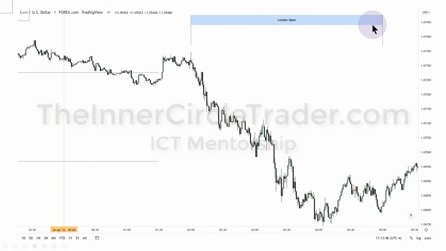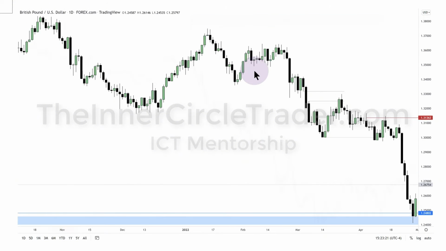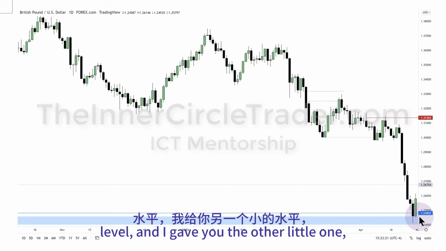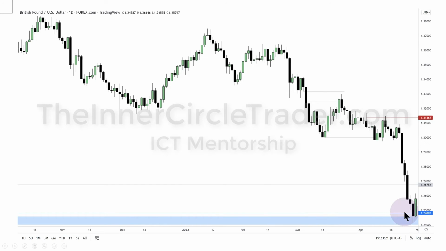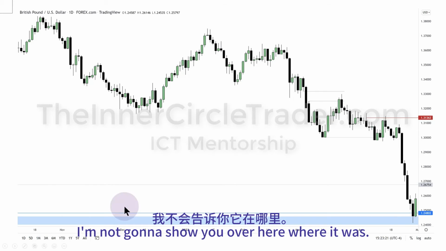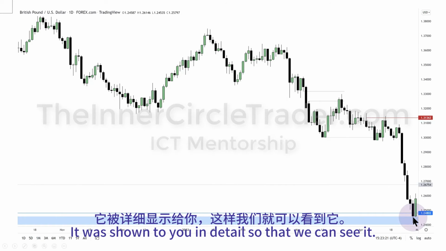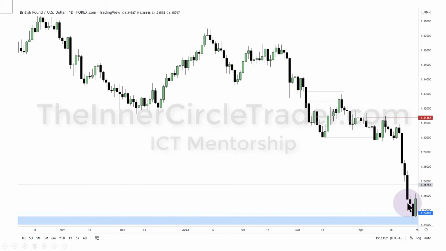London Open. Okay. All right, British pound versus US dollar, daily chart. I gave you 2 levels down here, the 1.24802 level, and I gave you the other little imbalance that's shaded with the rectangle. Go back and look at the previous commentaries. I'm not going to show you over here where it was. It was shown to you in detail so that we can see it.